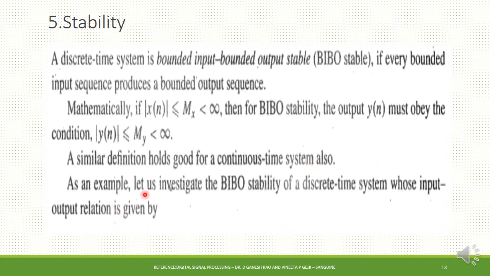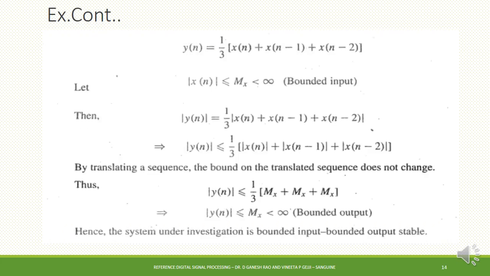An example: let us investigate BIBO stability of the discrete time system whose input-output relation is given by y of n is equal to 1 by 3. In the next slide, I will show a small derivation for this.